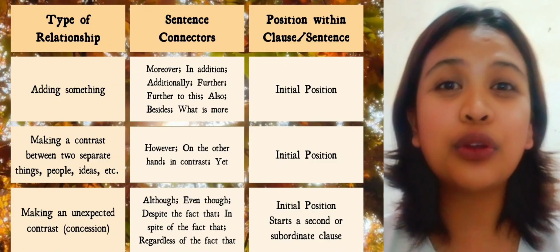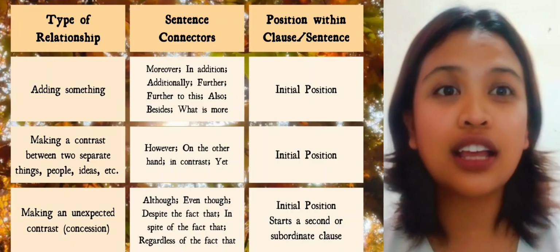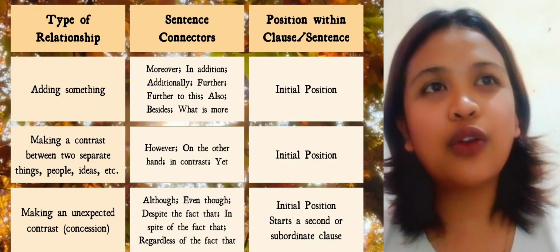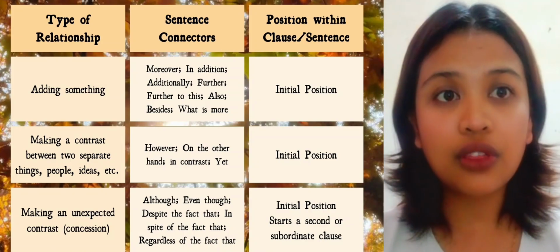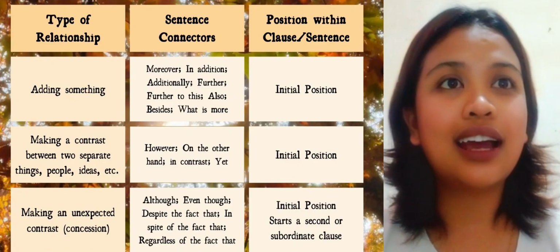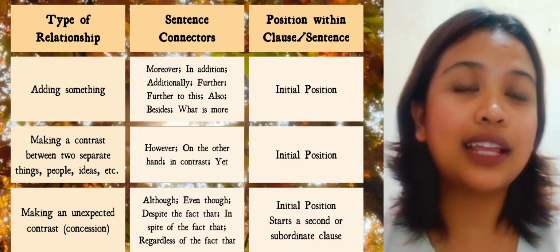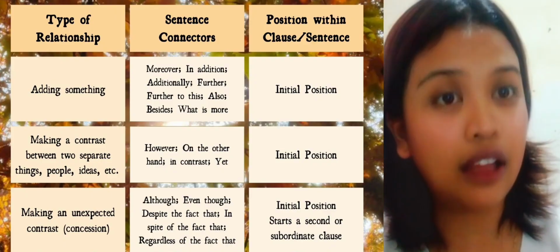It's when you include more things to support your claim or your first or initial idea. So, for our sentence connectors, we have moreover, in addition, additionally, further to this, also, besides, what is more. And it is usually placed in the initial position of the sentence or clause.